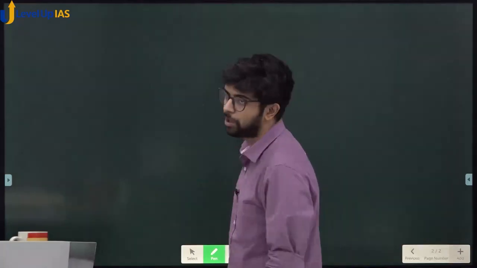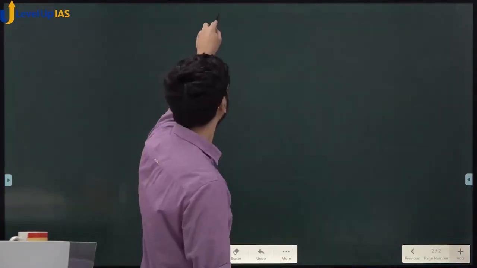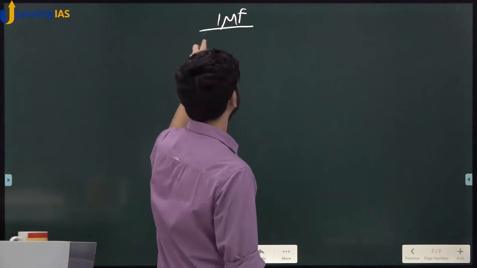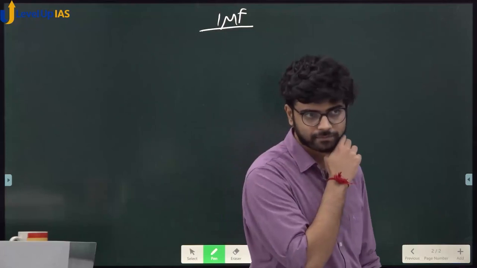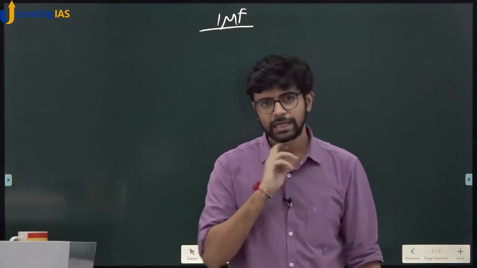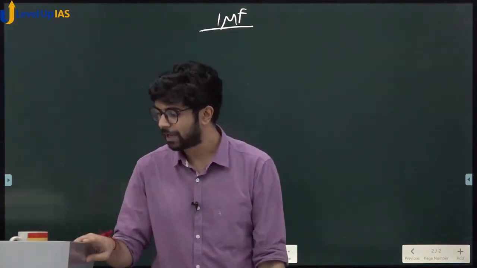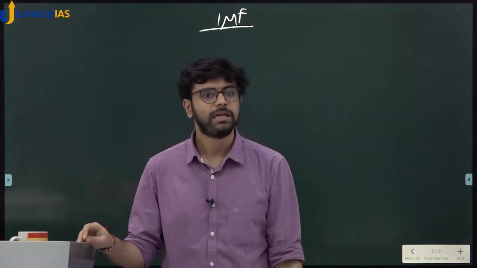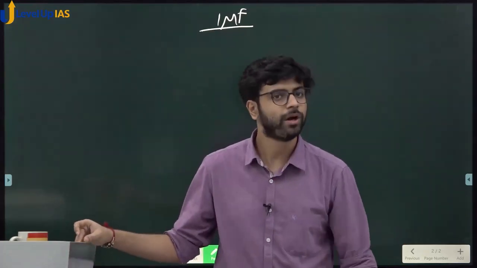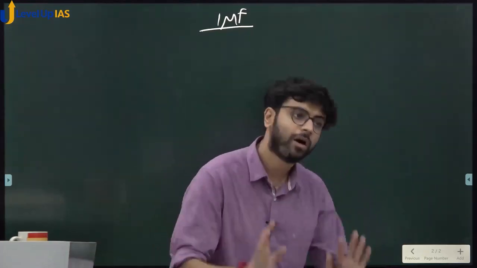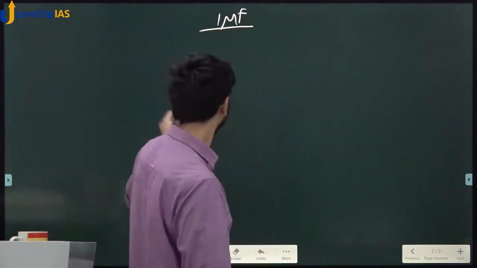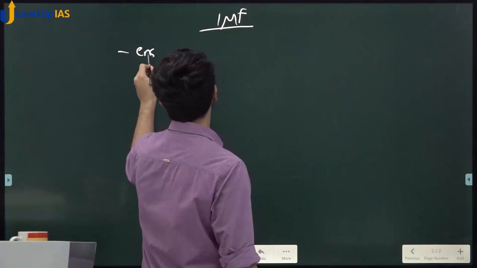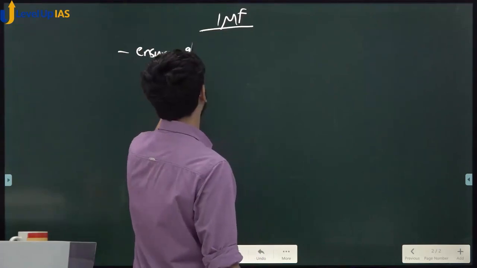Let us talk about IMF first. Very quickly we'll go, it's a small chapter. It is known as International Monetary Fund. What is the objective of RBI in India? Is the objective of RBI to ensure macroeconomic stability? Is the objective of RBI to ensure monetary stability in India? The objective of IMF is to ensure monetary stability in the world. Ensure global monetary stability.